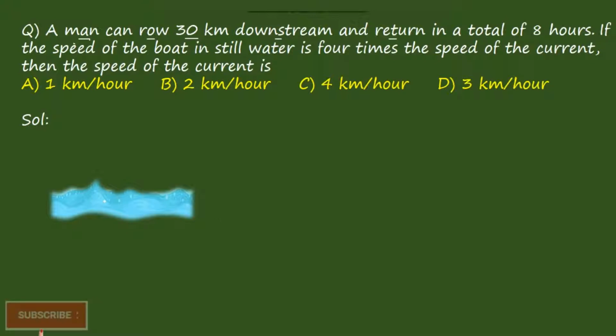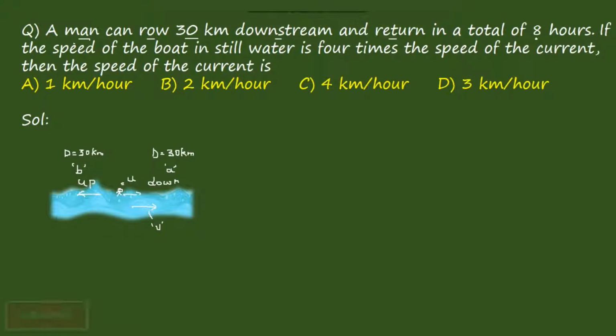If you consider here the stream and the man rowing on it, if the direction of the stream is the same as the direction of the man, then it's called downstream. And if it is opposite, then it is upstream. The speed of downstream we consider as A, the speed of upstream as B, the speed of the man is U, and the speed of the stream is V. Now the man rows 30 kilometers downstream. The distance is 30 kilometers downstream, and he returns, meaning again the distance is 30 kilometers only. Again he would be coming back.